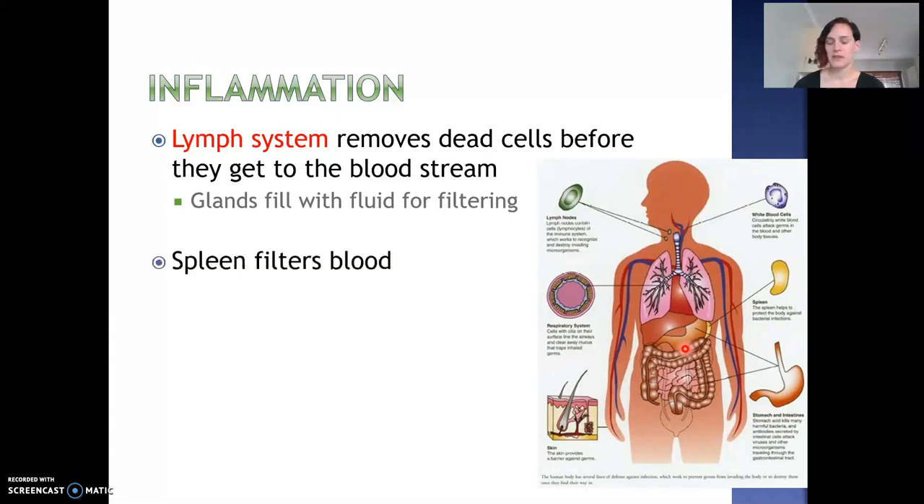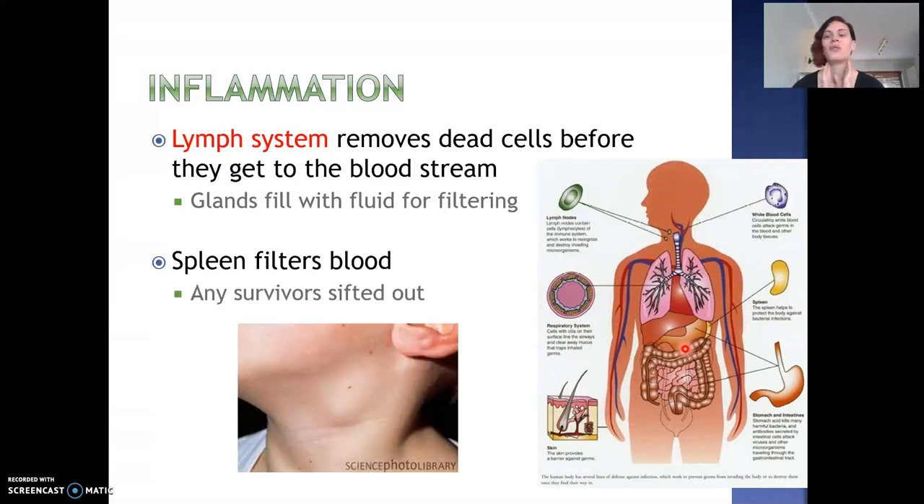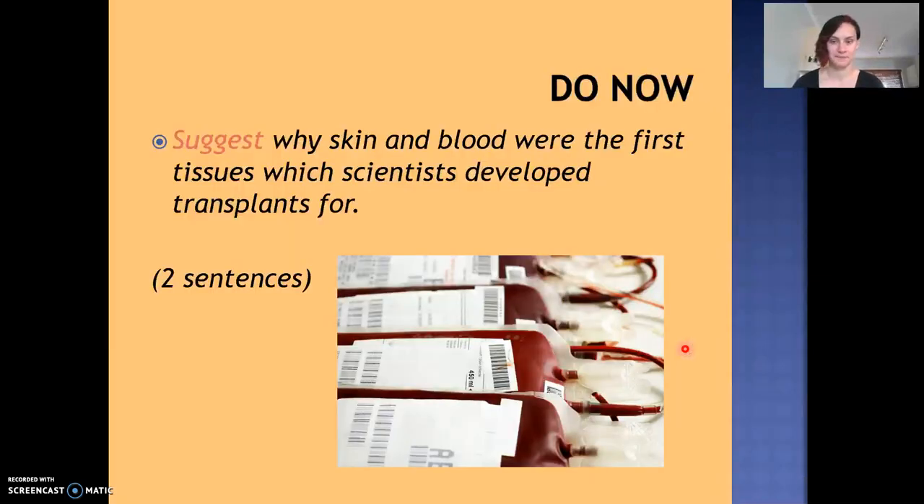Your glands will fill with fluid for filtering, while your spleen is filtering out your blood. Now, your spleen can filter out chewed up, broken up red blood cells. It can clean up everything else that's not meant to be there as well. So those survivors are sifted out. And we often have parents that check for our glands to see if they're a bit swollen, to see if we're under the pump or our immune system is kicking in.